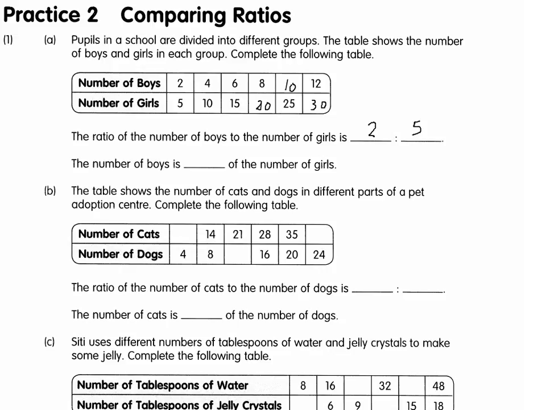Okay, the number of boys is what of the number of girls? Jack. Hey, stop it. 2/5. Okay, 2/5 of the number of girls. Now, Yongjian, tell me what to fill in here. What's the answer here?